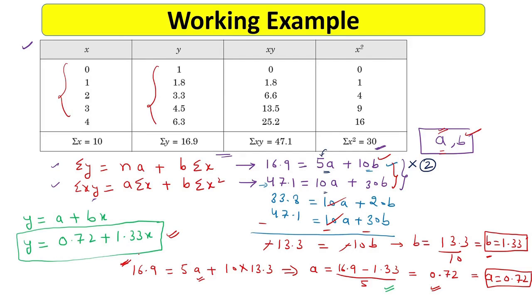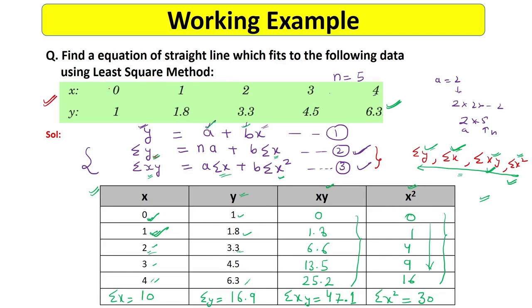Just for recall, we were given these data points and we have to apply the method of least squares. This method says first you have to write the equation of the straight line y equal to a plus bx, then apply the summation on this. So we get this equation, then multiply this again by x. So we will get this equation. And now we have to find these various summations.